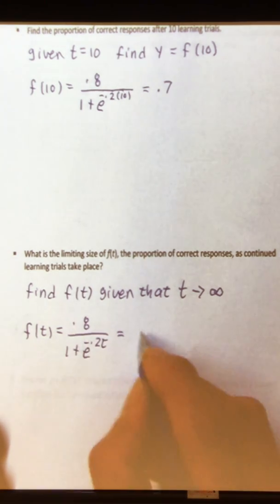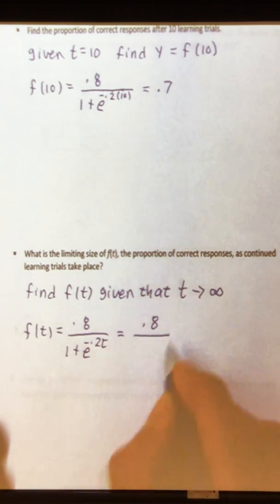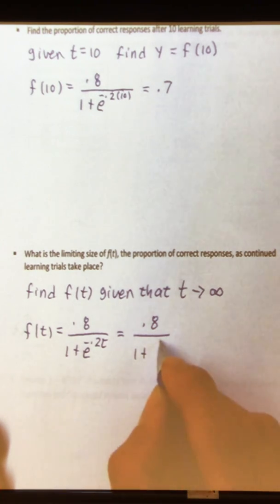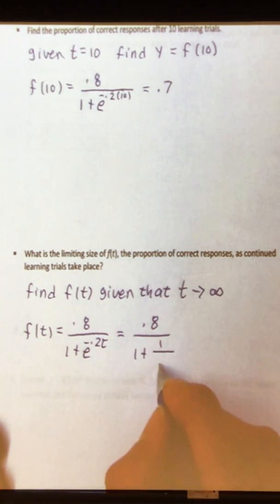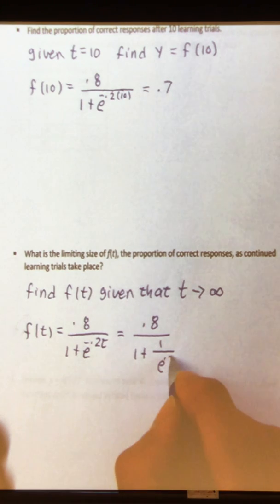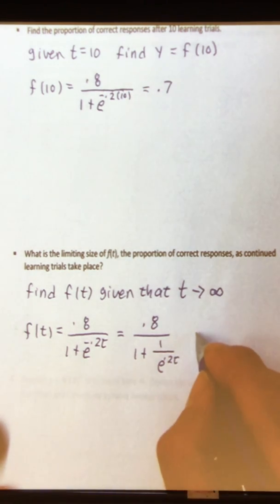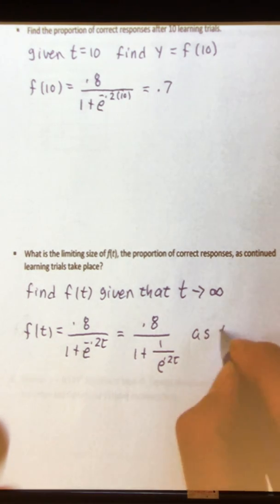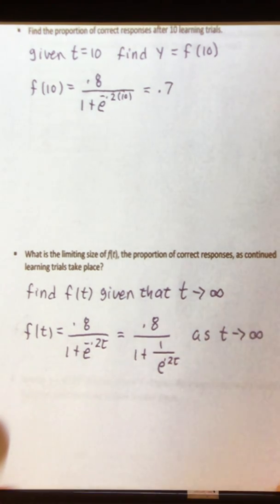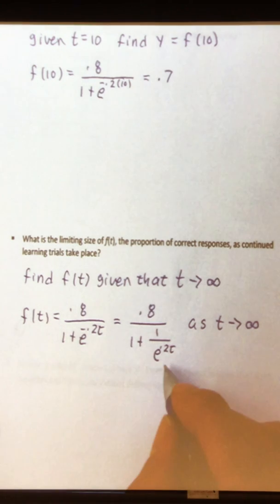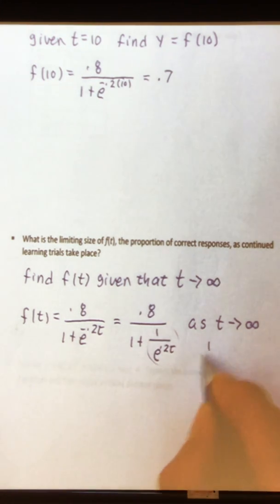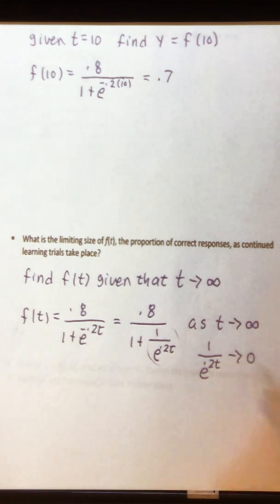I'm going to rewrite that as the exponential in the bottom I'm after. e to the negative 0.2t is 1 over e to the positive 0.2t. And the reason why I did that is, as t grows, as the number of trials become larger and larger and larger, this fraction right here, 1 over e to the 0.2t, approaches 0.